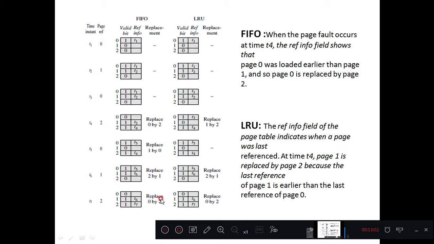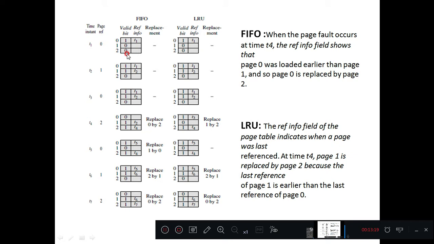Now the second one, that is least recently used, right? Out of the pages we are going to refer, the page which is going to be accessed very less frequently is the one that is going to be replaced, right?